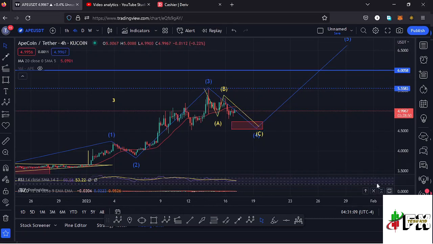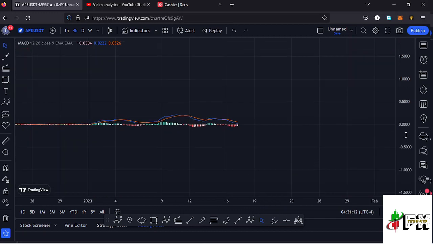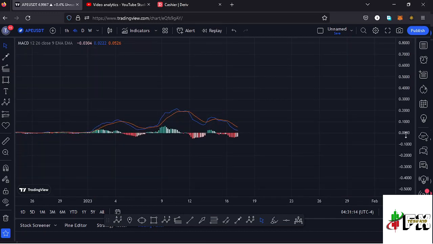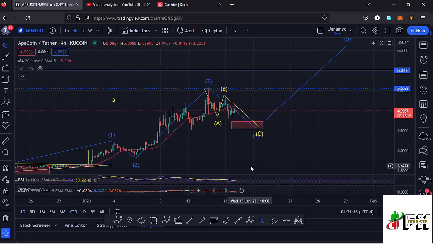And if I also take a look at the MACD, we have printed a bearish cross, meaning lower prices are still coming our way. So let's be patient and see how that plays out, and I'll keep you updated.